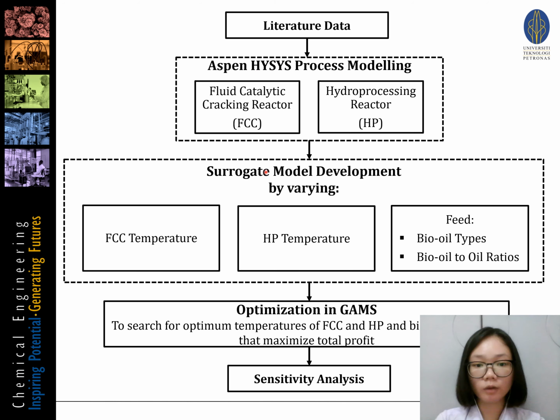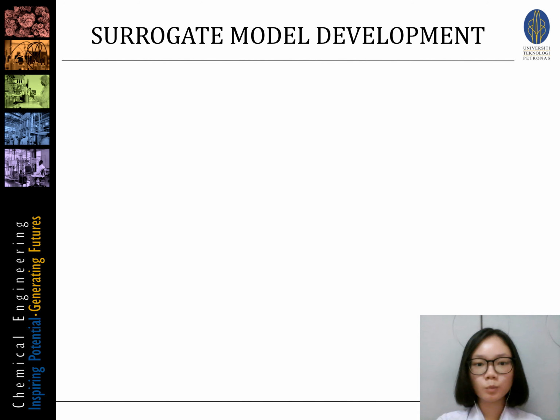After that, a surrogate model will be developed to correlate the process parameters, namely the operating temperature and bio-oil to oil ratio, with the feedstock product yield and process heat duty. With this, the optimization is then done in GAMS to search for the optimum process parameters that maximize the total profit, and finally the sensitivity analysis. Moving into detail, let's begin with the surrogate model development.